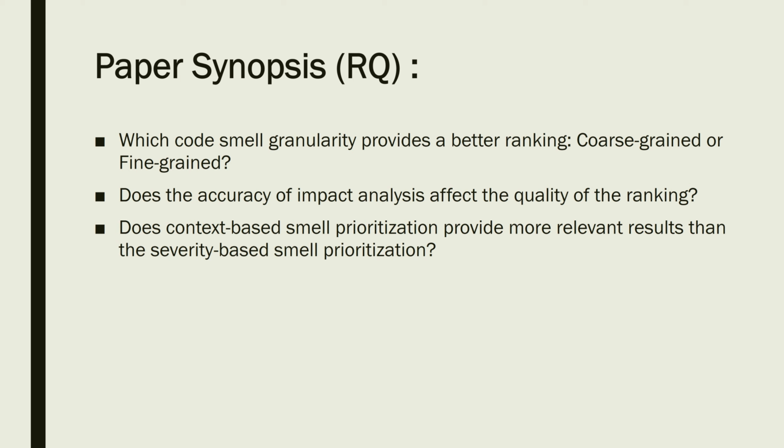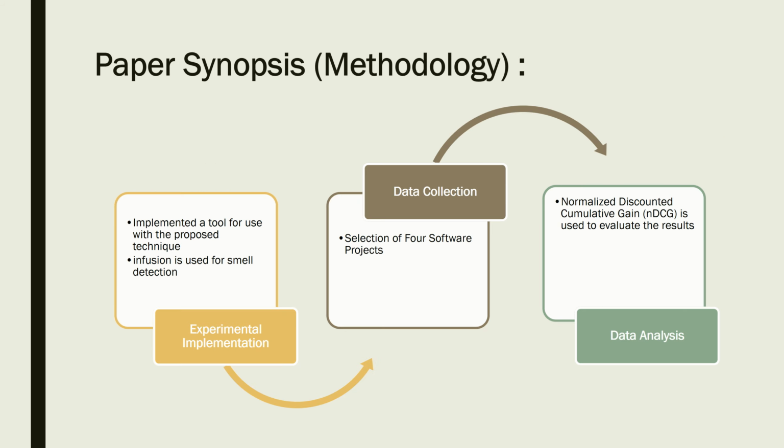The paper seeks to answer the following research questions. Which code smell granularity provides a better ranking? Is it the coarse-grained or class level, or the fine-grained or method level? Does the accuracy of the impact analysis affect the quality of the ranking? And does context-based smell prioritization provide more relevant results than severity-based smell prioritization? To address these research questions, the authors conduct an empirical study to validate their approach.